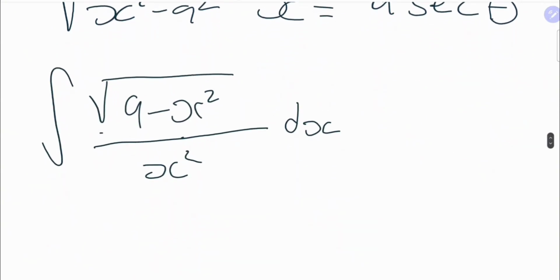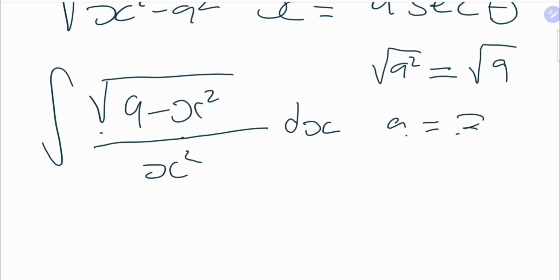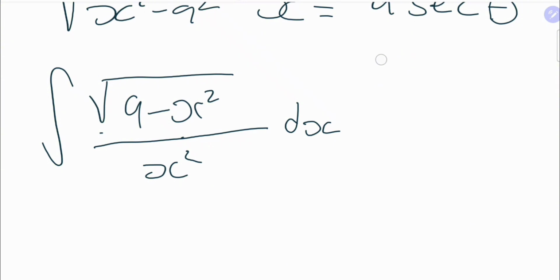So let's do that. a, in this case, is going to be 3, as we're basically taking the root of a squared, which gives us a equals the root of 9. So that means that a equals 3. Great. Now let's write in the substitution for x. x equals 3 sine theta.